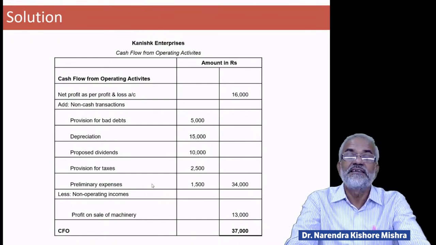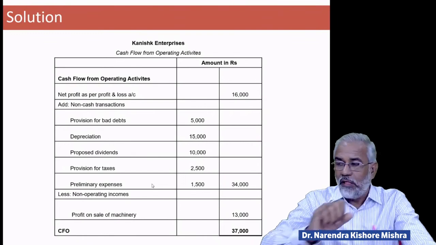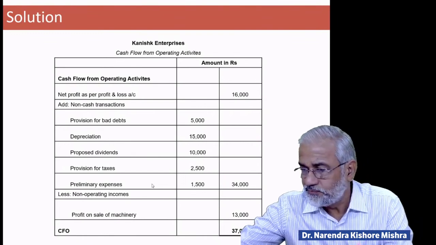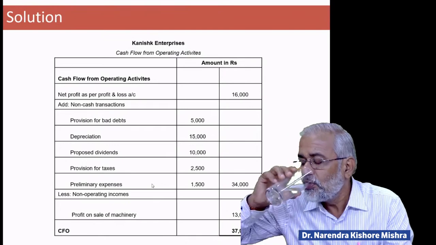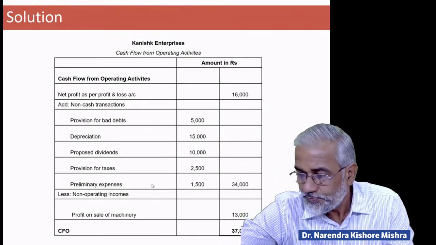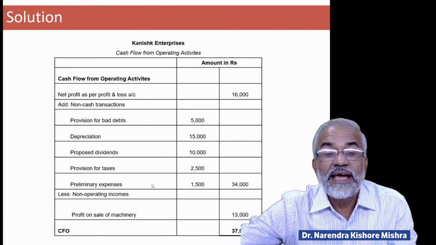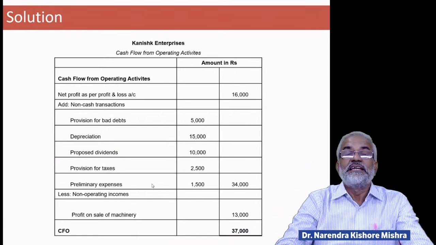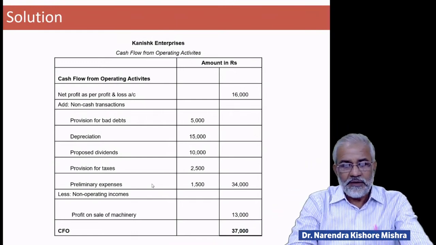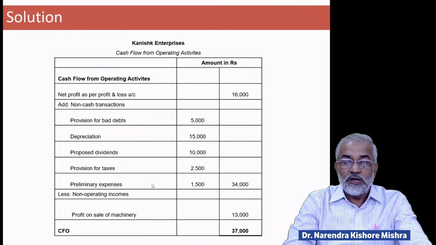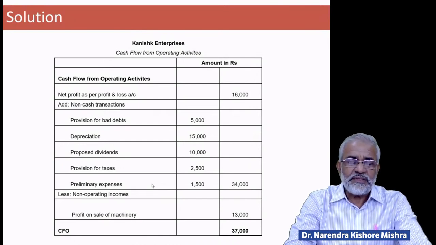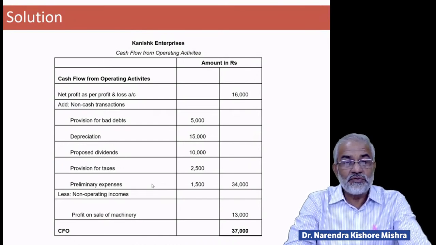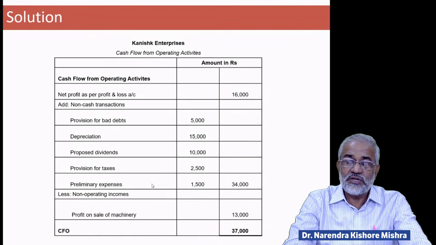Provision for taxes. It's a provision, not tax paid. All provisions are debited to the profit and loss account with a corresponding credit to the provision account. When that is the case, it doesn't result in an outflow of cash. That's why it is added to the net profit to find the net cash from operation.